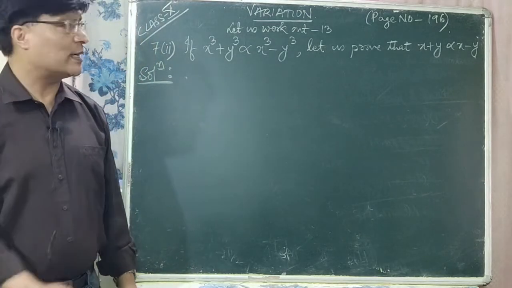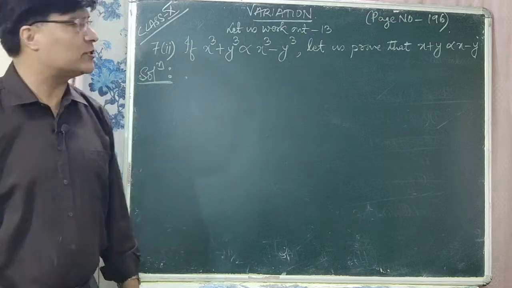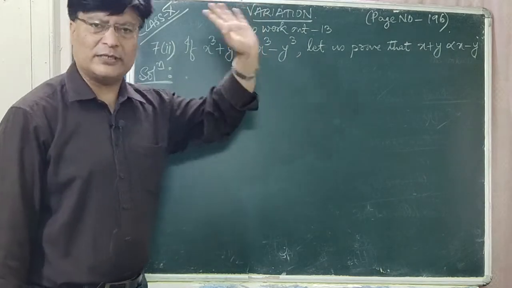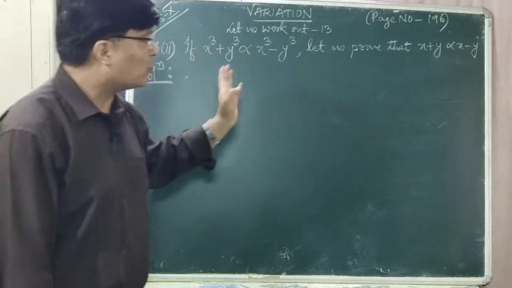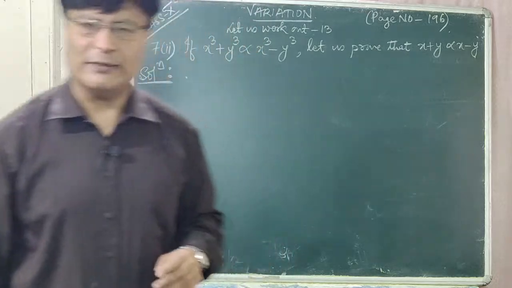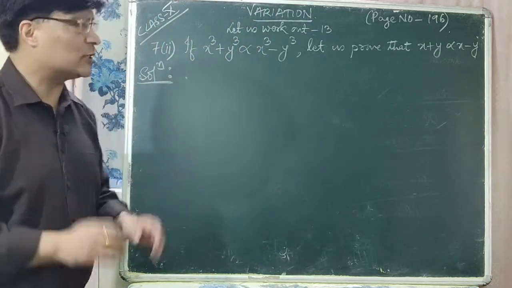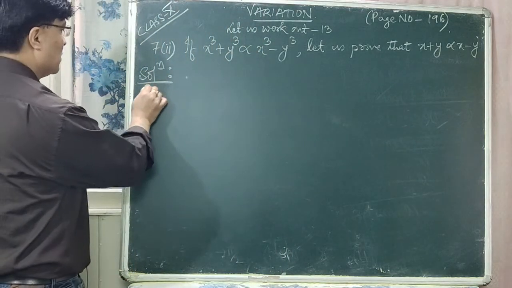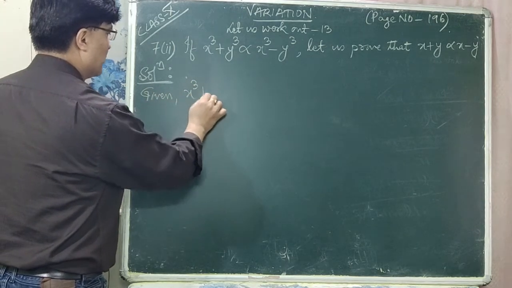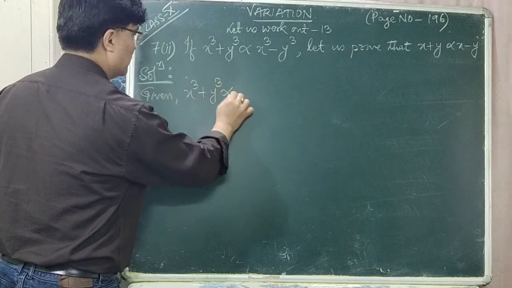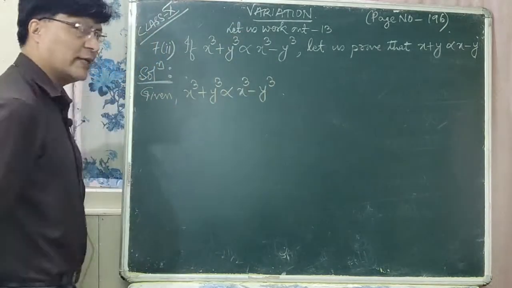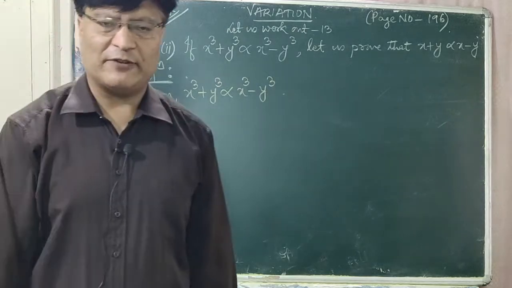In this question, given is x cube plus y cube proportional to x cube minus y cube. It is given. Okay, so you have to prove the relation x plus y is proportional to x minus y. Okay, so let us prove it. What is given here? So here given is x cube plus y cube proportional to x cube minus y cube. Okay, so let us simplify it first.